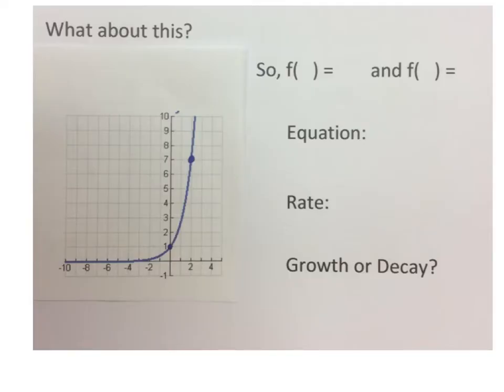Okay, and so for this last example, I just want to point out that if we have a graph of an exponential function, we can find the equation, the rate, and decide if it's growth or decay in the same way we just did with the previous two examples. We'll get our x-y coordinate pairs in function notation up here from the graph. Remember that our original or starting amount is always found where x is 0, so that's 0, 1.